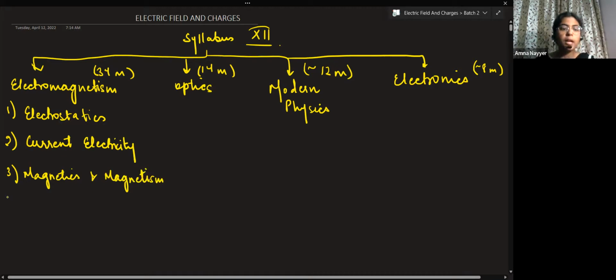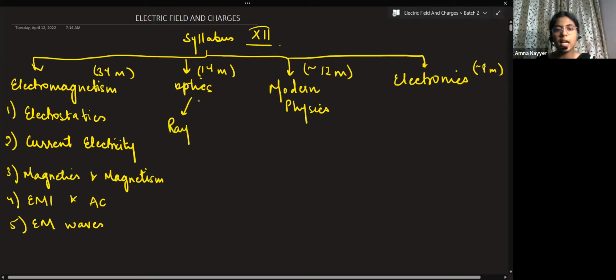Then under electromagnetism only, you have electromagnetic induction, EMI, and alternating current, AC. And the last part of this unit is EM waves, electromagnetic waves. Mainly your first book covers the whole of this, so your first book is very important. Now under optics, you have majorly two chapters: ray optics and wave optics.